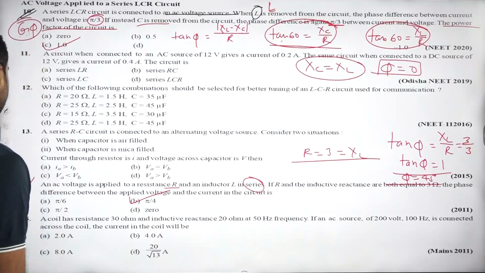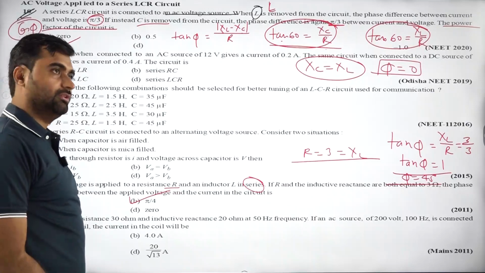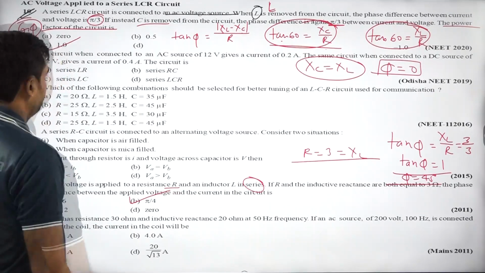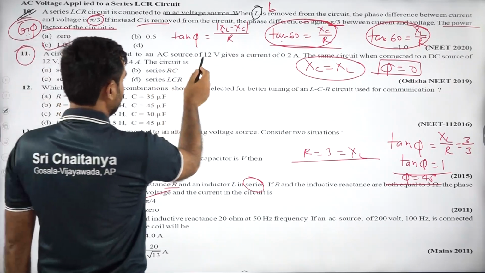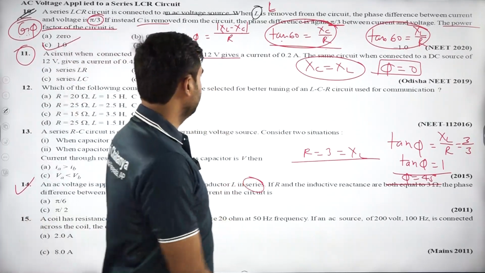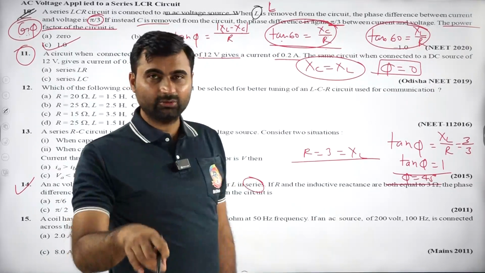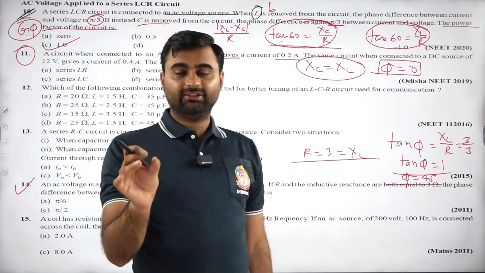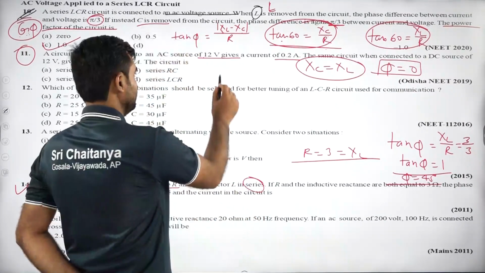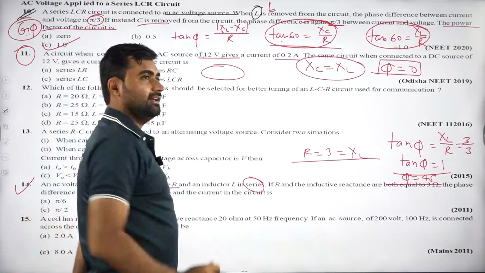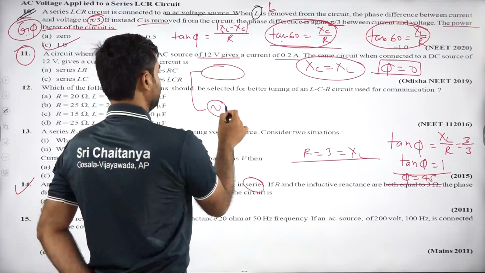Understood? Now this question is a good question, very good question, understand it. What is given? A circuit when connected to an AC source of 12 volt gives a current of 0.2 ampere. A circuit is there. What is inside the circuit? We don't know. Capacitor, inductor, resistor, what is there? We don't know. So suppose this is the circuit, and it is connected with an AC voltage of 12 volt.